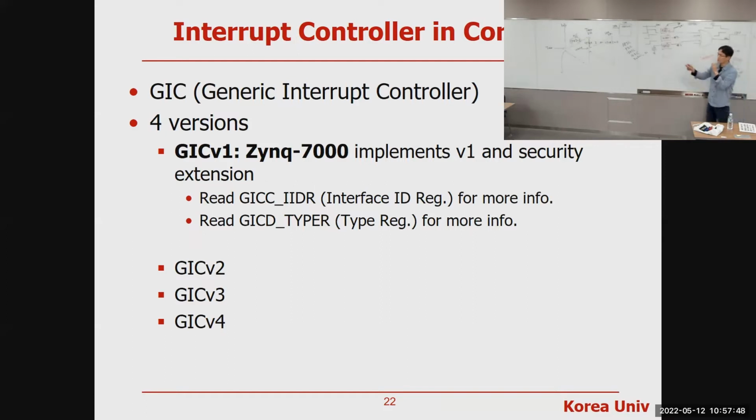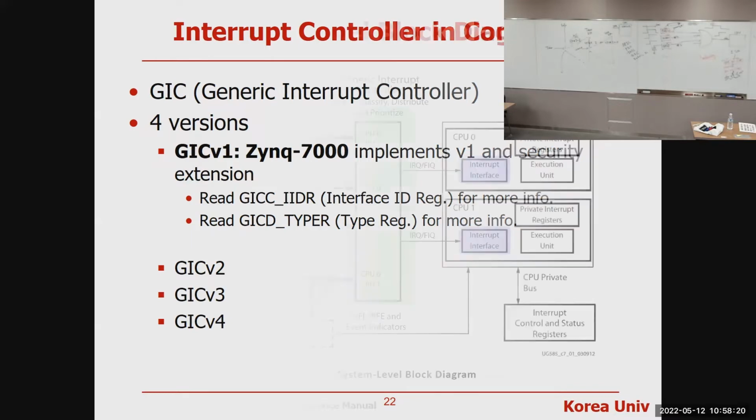Okay, thanks. The generic interrupt controller is the one we are going to study. ARM upgraded the interrupt controller from version 1 to version 4. We are going to study version 1, the first version. Versions 2, 3, and 4 contain the same capability as version 1 but added some more functionality. So the functions in GIC version 1 apply to other versions as well. That is good.